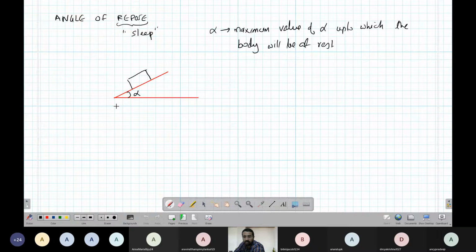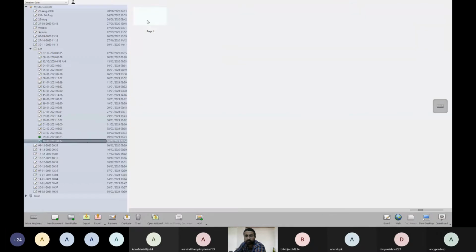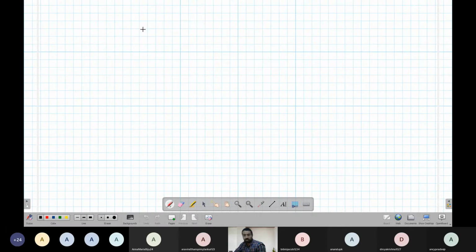Okay, we'll take our class from this point. Restart. So the angle of repose, how do you find the angle of repose? You just have to remember the condition, the criteria for the angle of repose.